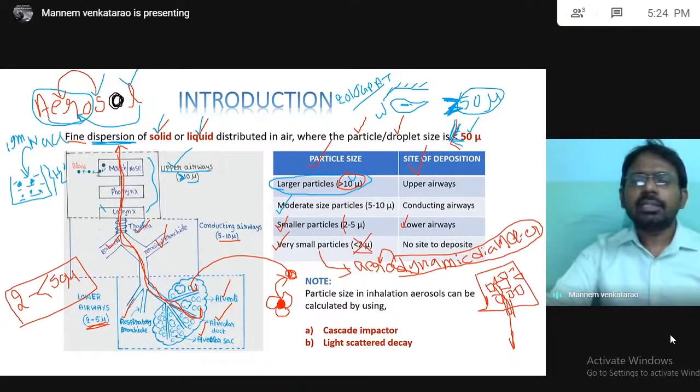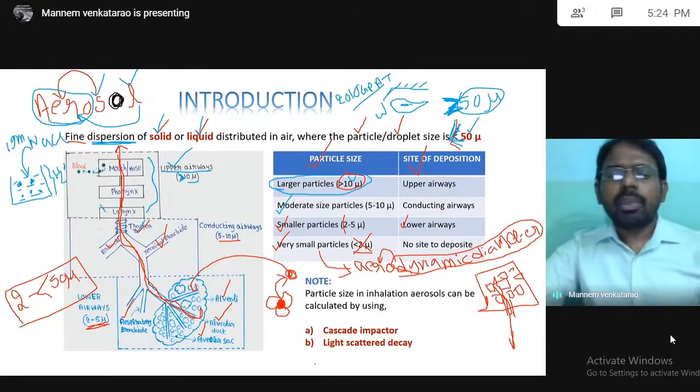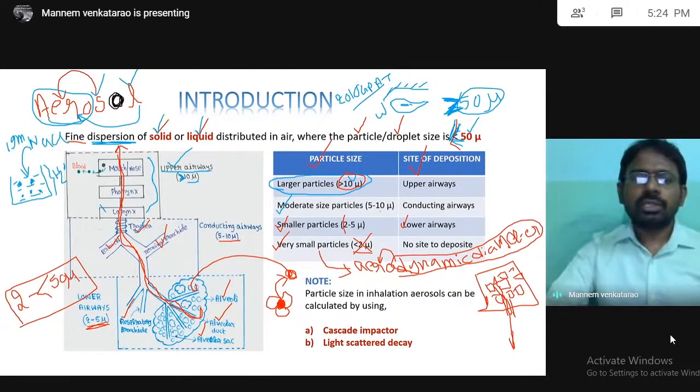Once I say the particle size, for example, I am developing an aerosol system.